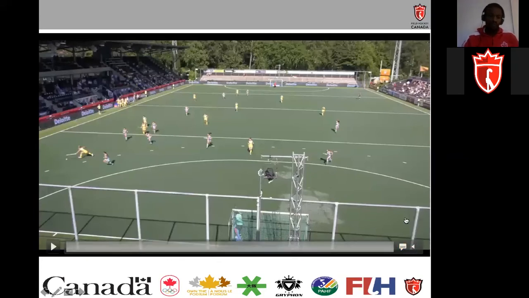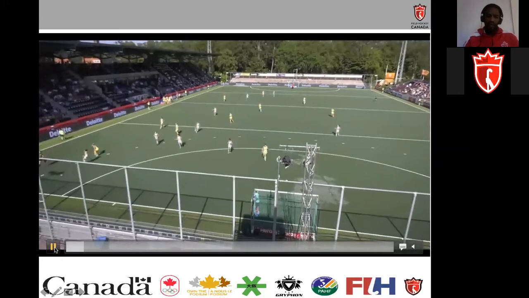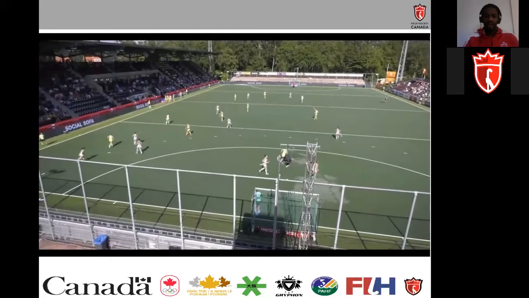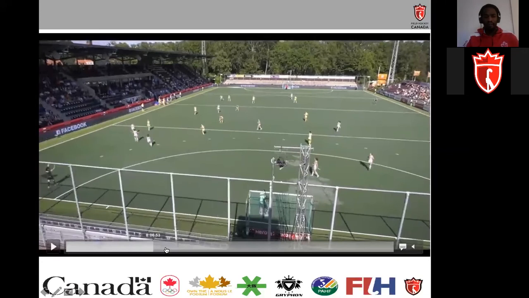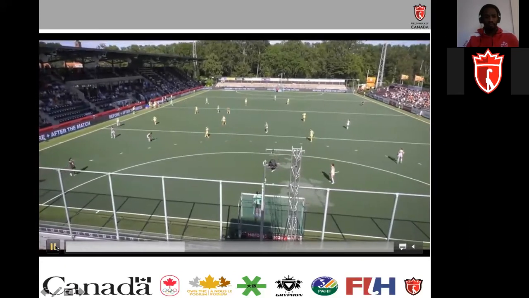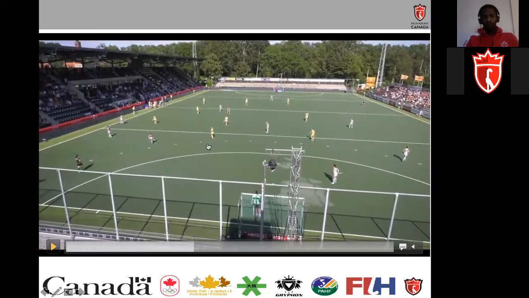So when we look at this, we'll look at the Aussie press, and we'll look at how they set up and where they're looking to try to win the ball. So I will pause it at times just to get the setup. So what we see at the moment is Aussie are pressing with a front three.